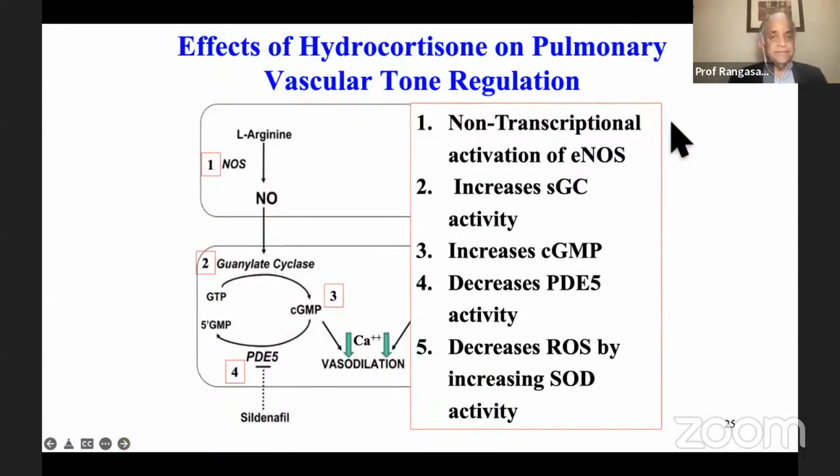So how does hydrocortisone work as a vasodilator? These are the 5 mechanisms that have been proposed based on preclinical studies, animal studies. Non-transcriptional activation of endothelium-derived nitric oxide synthase enzyme, increase in soluble guanylate cyclase activity. I told you nitric oxide has to combine with guanylate cyclase to convert GTP to cyclic GMP, increase cyclic GMP concentration, decreases PDE5 activity, just like sildenafil, and decrease the reactive oxygen species by increasing SOD activity. These are some of the mechanisms by which hydrocortisone can act as a vasodilator.